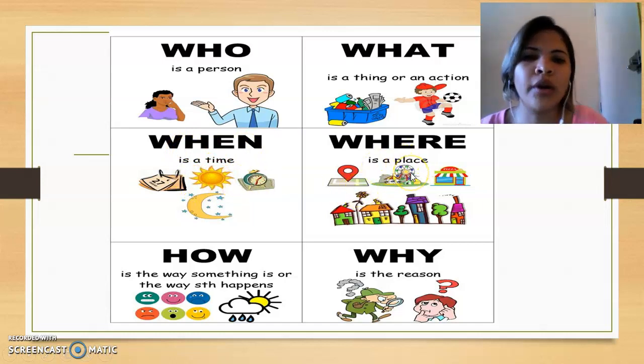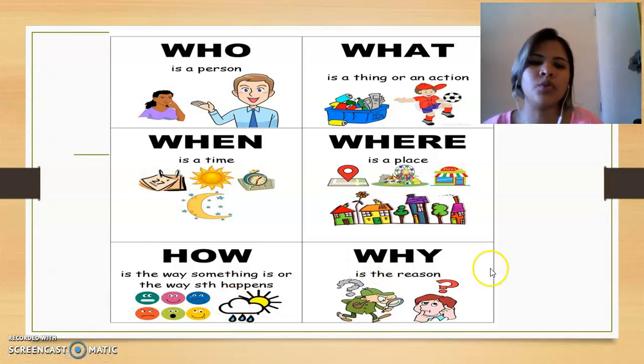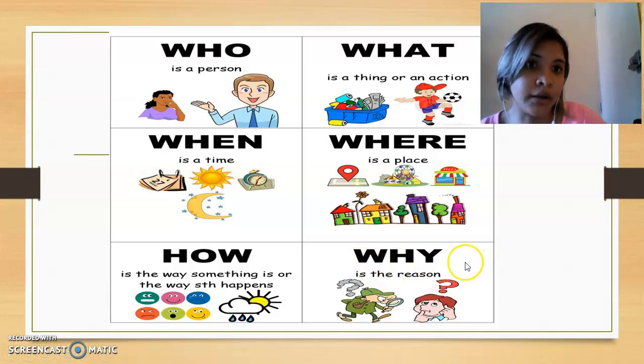We use where for places. Where is the school? Where is the police station? We use how for the way something is or the way something happened. How old are you? And we use why to know the reason for something. Why are you angry?